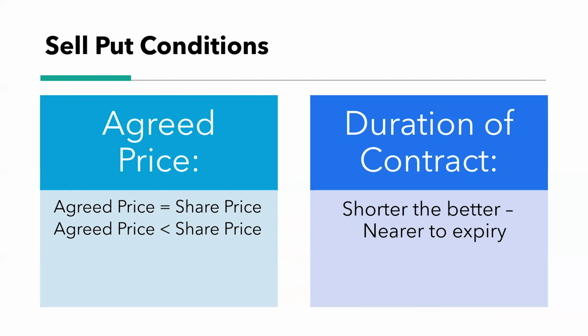Now, there are 2 main things that you need to look at when you do a sell put. Number 1, what is the agreed price? And number 2, what is the duration of the contract?